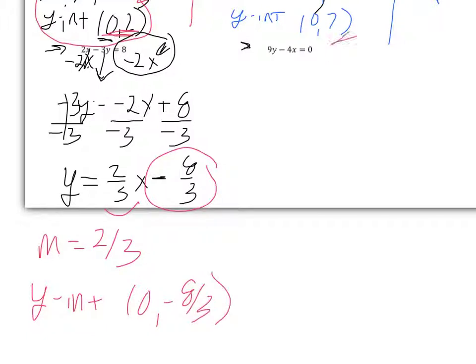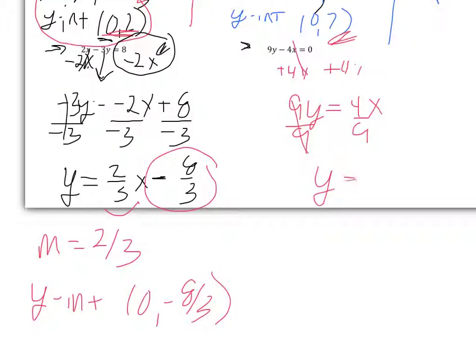So this last one, once again, the y is not isolated, so we want to solve for y. So first thing we need to do is get rid of the x, so add 4x. Cancellation here, we get 9y equals 4x. And we'll just leave it at that for the time being. Now we need to divide by 9. 9's cancel, and we get y equals 4/9 x.